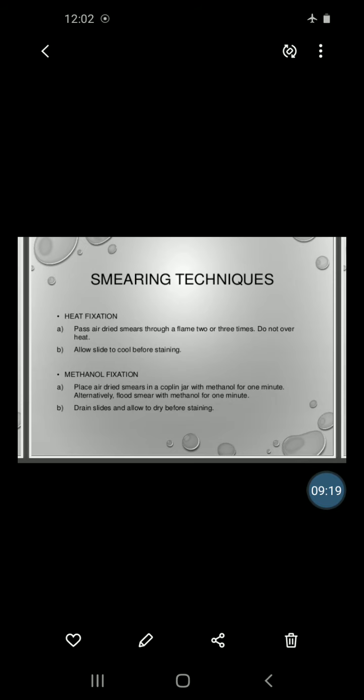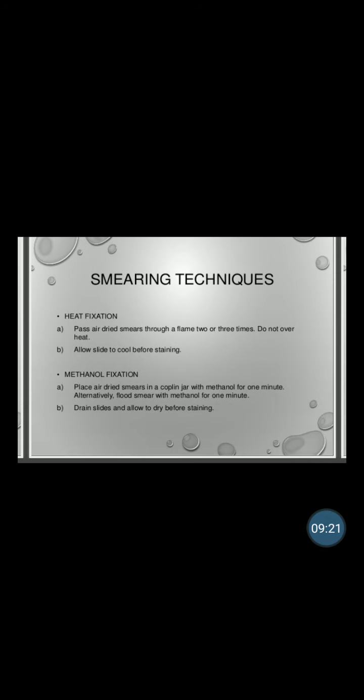Then methanol fixation. Place the air dried smear in a Coplin jar with methanol for 1 minute. Alternatively, float the smear with methanol for 1 minute. Then drain the slides and allow them to dry before staining. These are the smearing techniques: first heat fixation, and second methanol fixation.